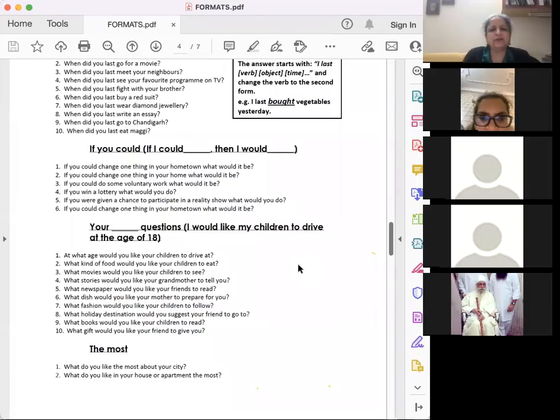What books would you like your children to read? I would like my children to read fiction books. Very good. Fiction is good enough.